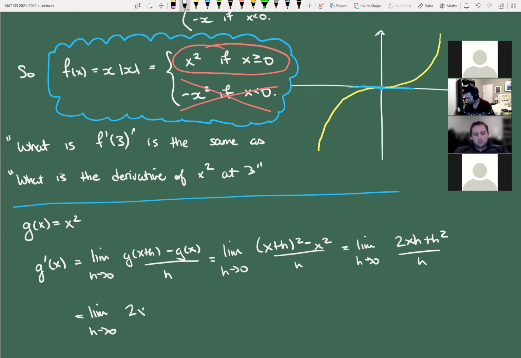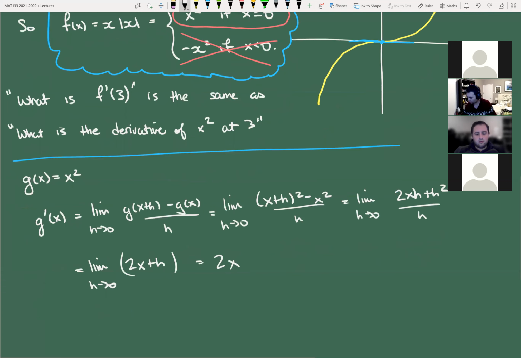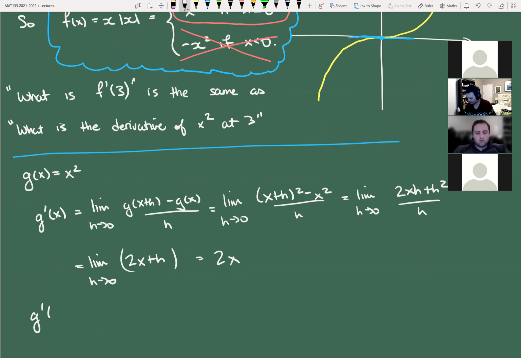So we're going to get 2x plus h. And if we plug h equals 0 into that, we just get 2x, right? So this tells us the derivative of x squared is 2x. So in particular, g prime of 3 is 2 times 3, and that's equal to 6, right? So that's where the 6 comes from.